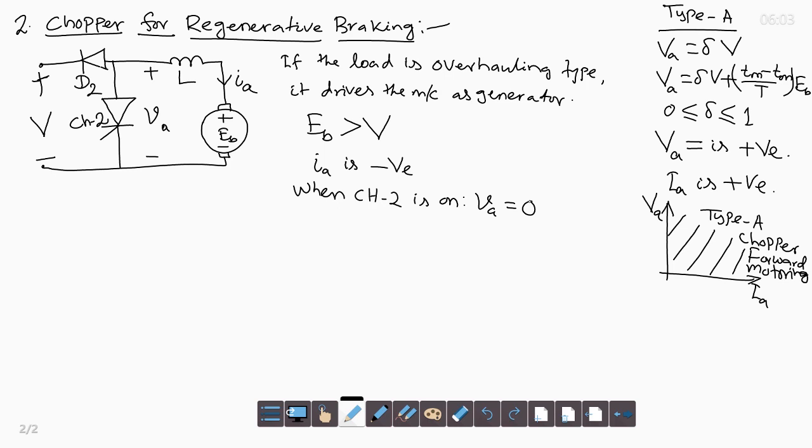In this case, because EB is there and there is no load connected, current builds up; the magnitude of the current IA increases. When chopper 2 is off, because it is an inductive circuit, current IA cannot change instantaneously and has to take a path. So D2 gets forward biased because of the L di/dt voltage in the circuit and goes into conduction. Current flows from the machine to the supply source, giving regenerative braking action.